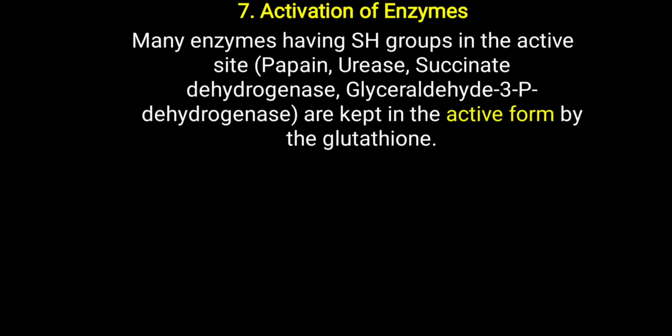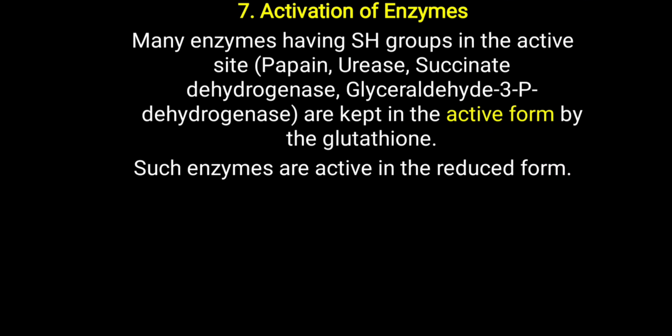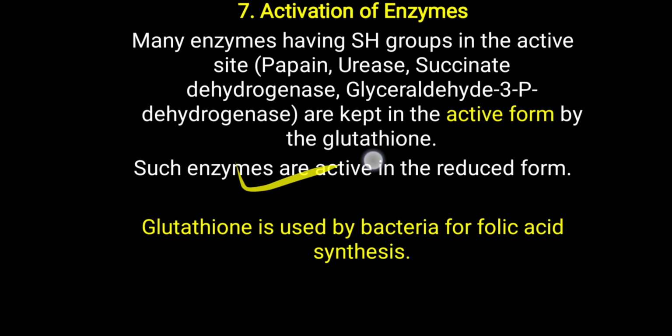So basically this glutathione is very helpful to keep these enzymes, or their active site, in an active form. Otherwise, the active site will be masked, and that will lead to reduced activity of the enzyme. So enzymatic activity remains present with the help of glutathione. Such enzymes remain active in the reduced form only. Keeping the enzyme in an active form is another important function of glutathione.